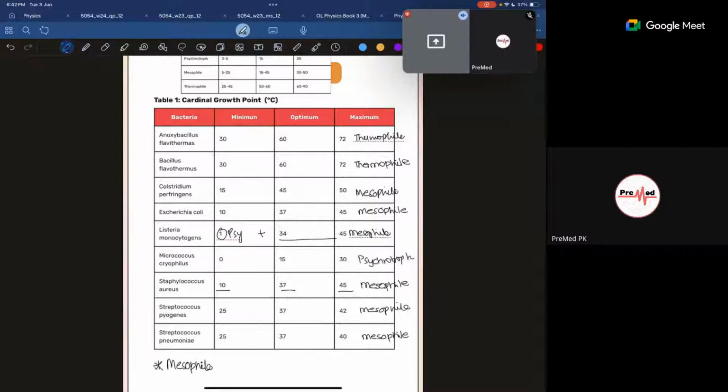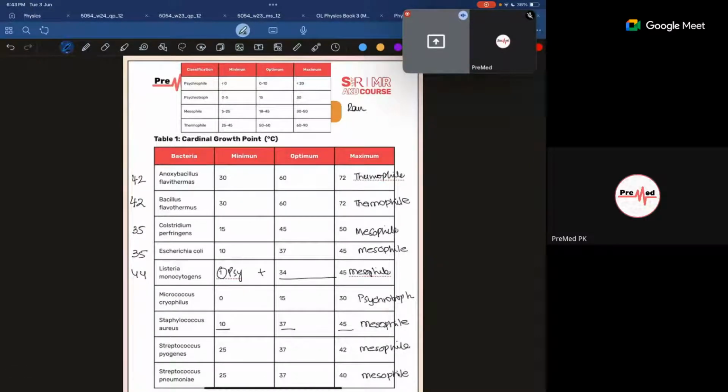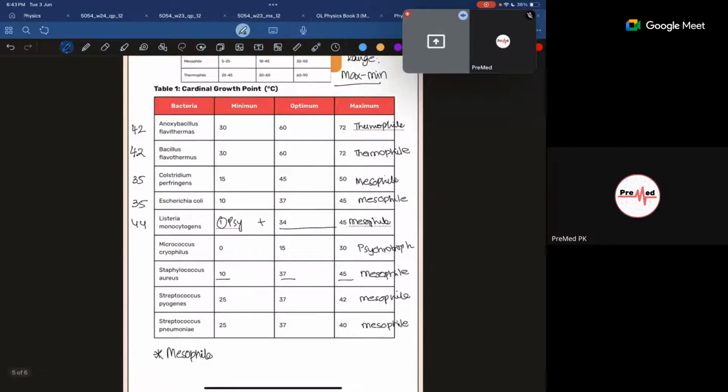So along with this, we'll also calculate the range of these bacteria. So the first bacteria has a range of, I'll just indicate over here, 42 degrees Celsius. The second one has the same range of 42. The third one has a range of about 35. The fourth one has a range of 35 again. The fifth one has a range of 44. And I didn't mention earlier, but the range is calculated by max minus min. This is the formula of range. Do remember this, it is very important.